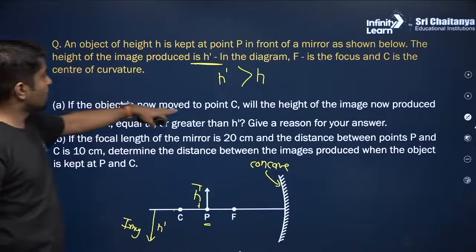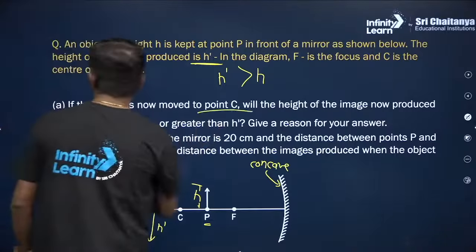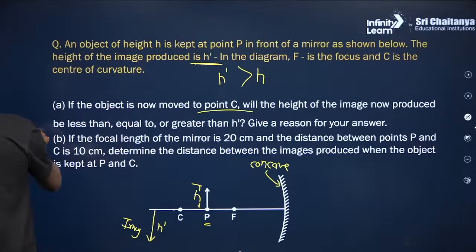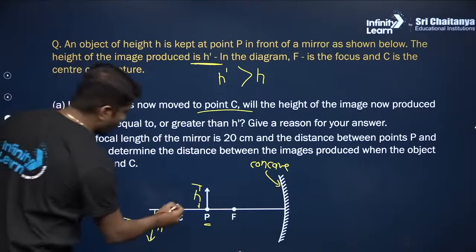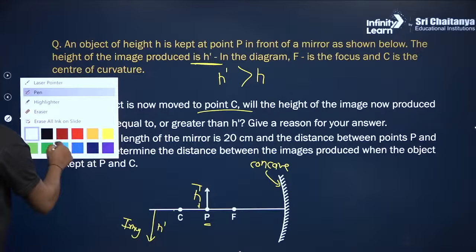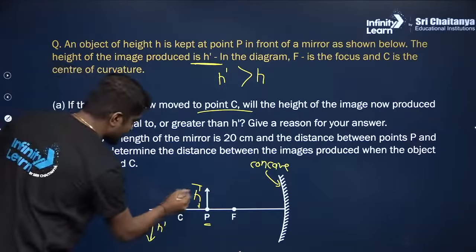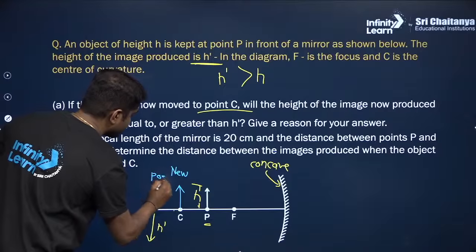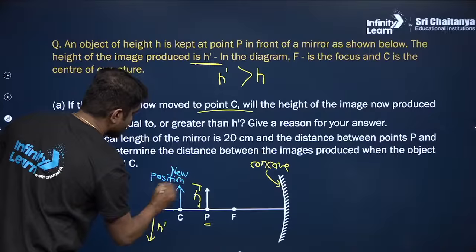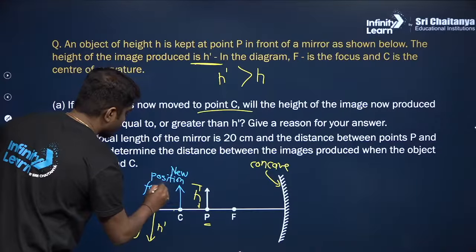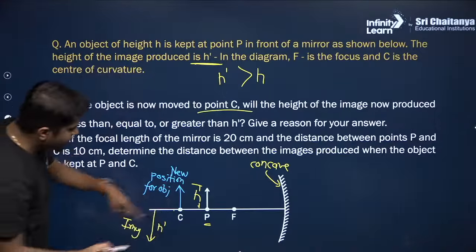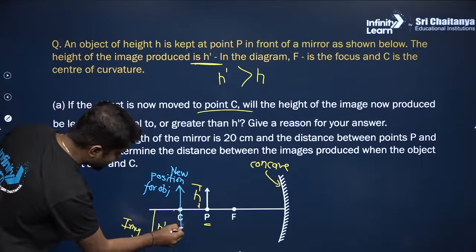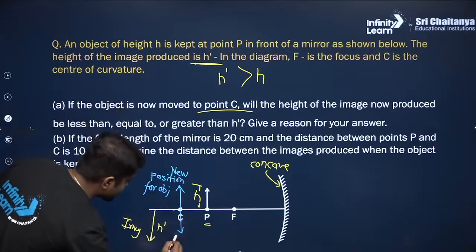So now, if the object is moved to point C, I'll use a different color. Let's suppose the object is moved to the center of curvature. There is the object now, in the new position. If you place the object at the center of curvature, the image will also form at the center of curvature. There is the image.